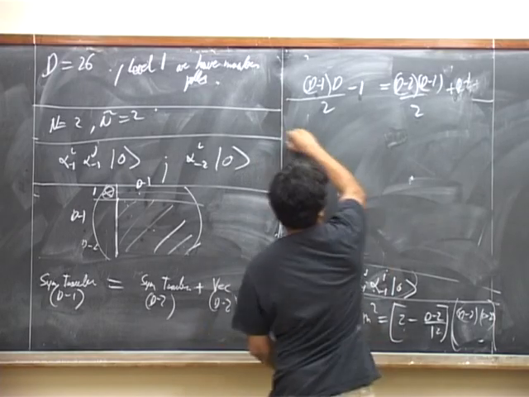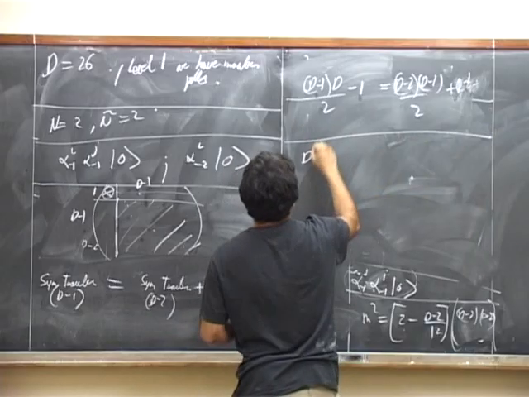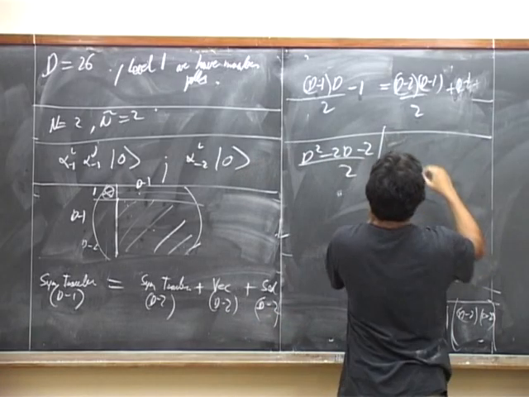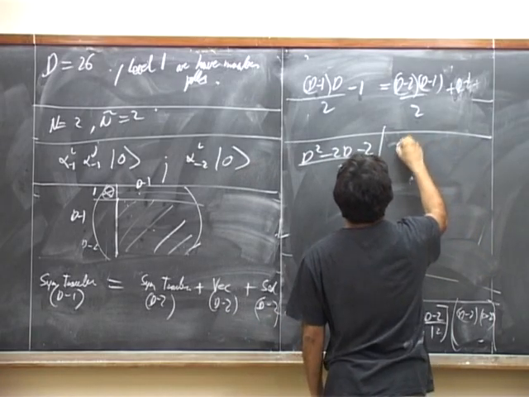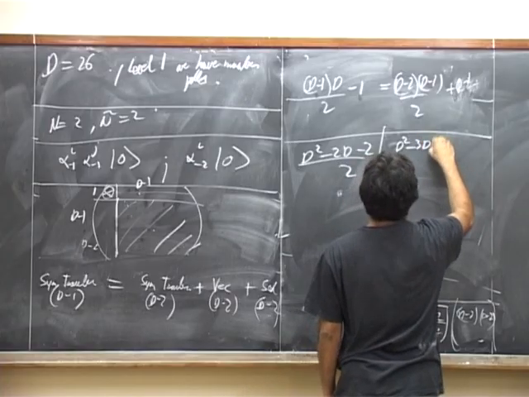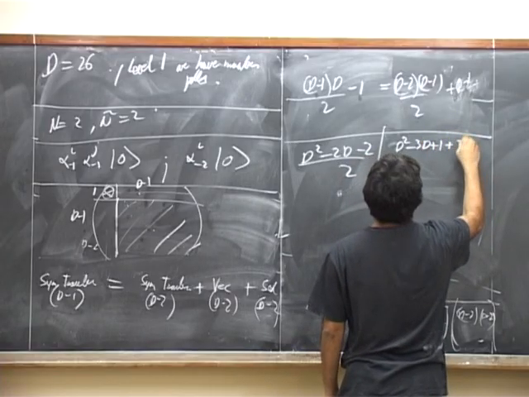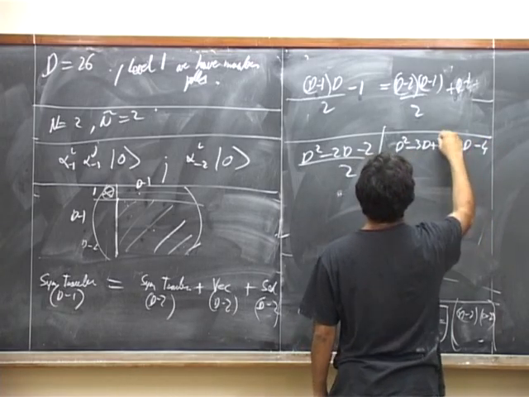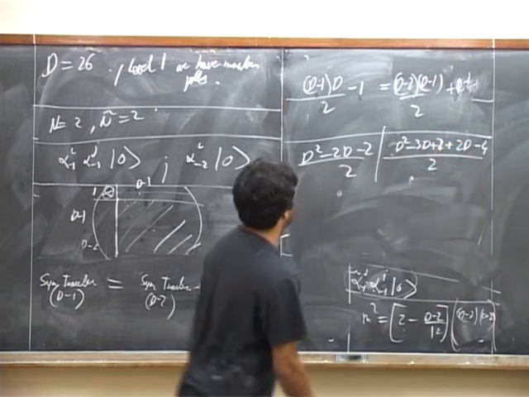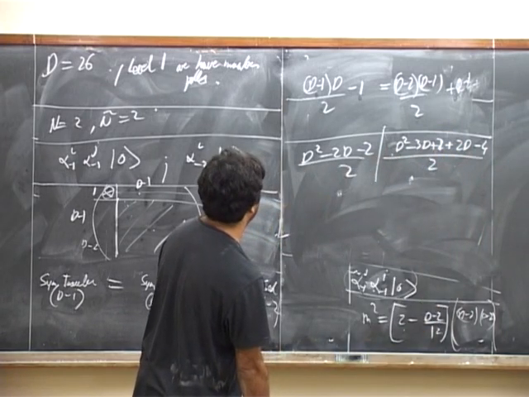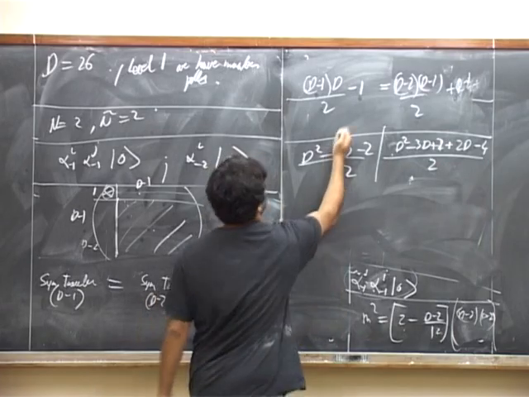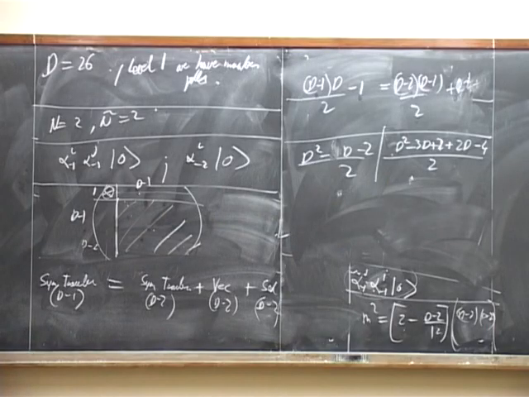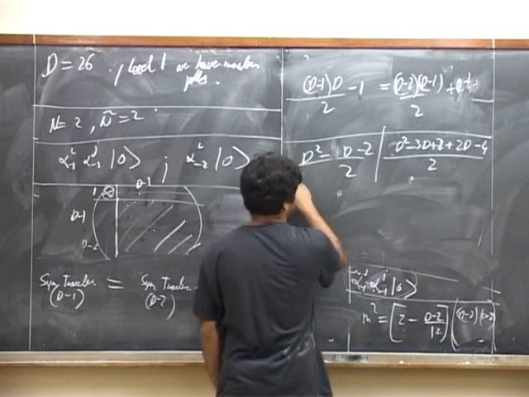Okay, let's just verify this. So what is this? This is d squared minus 2d minus 2 over 2. And what is this? This is d squared minus 3d plus 1 plus 2d minus 4. Oh, this is plus 2. Over 2. This is d squared minus d. So it's correct. Okay, sorry.